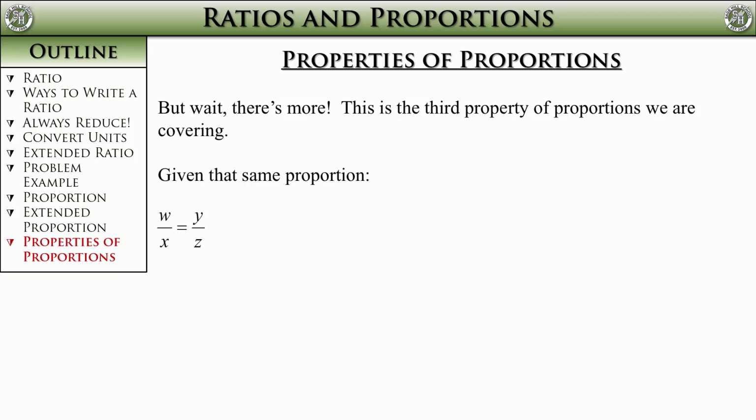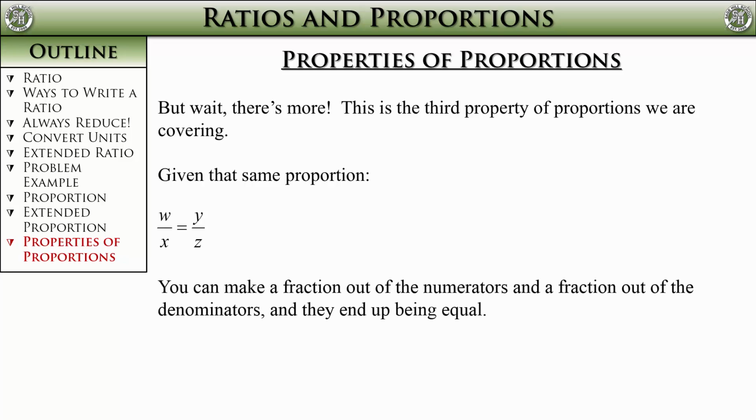But wait, there's more! I know you're excited. This is the third property of proportions we are covering. We'll start with that same proportion. This third property says that you can make a fraction out of the numerators and a fraction out of the denominators, and they end up being equal.